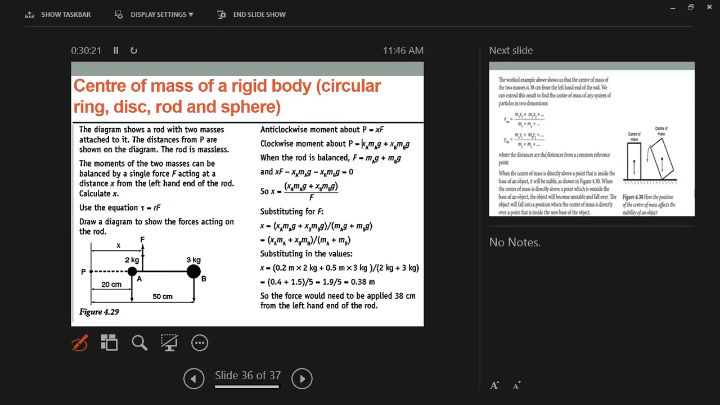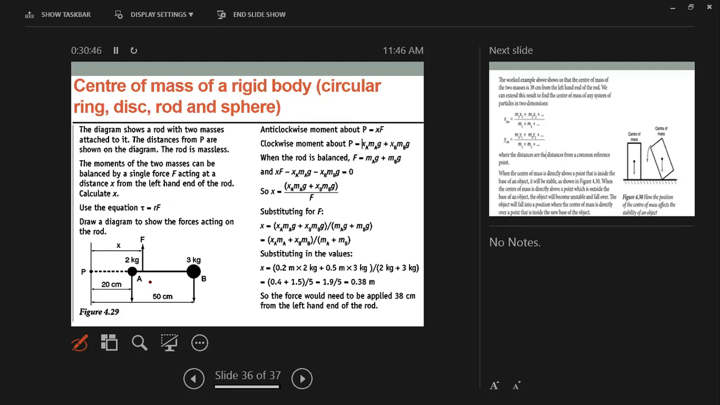There is a force acting in the opposite direction of the two masses over here. Okay, it opposes the gravity. And why does it oppose the gravity? Because if it doesn't oppose the gravity, the system will not be in balance. That's why it has to oppose the gravity.